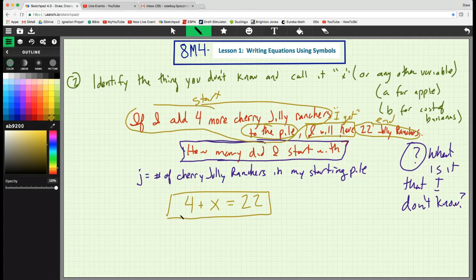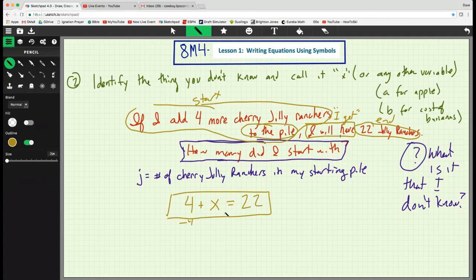Now, if you go about solving it, you can just subtract 4 from both sides, and you get X equals 18. Or J, whoops, let's go all the way back and fix this up, because we use J equals 22. And we subtract 4, and we get J equals 18 Jolly Ranchers.